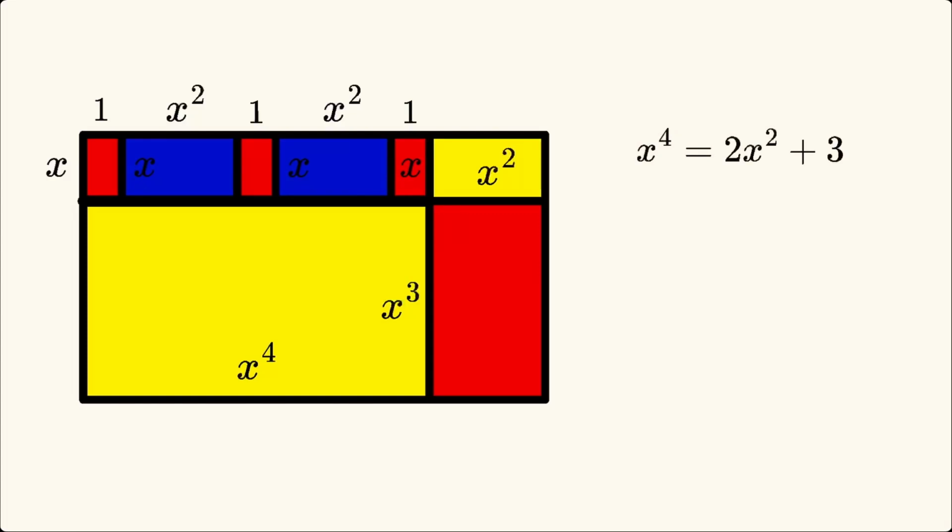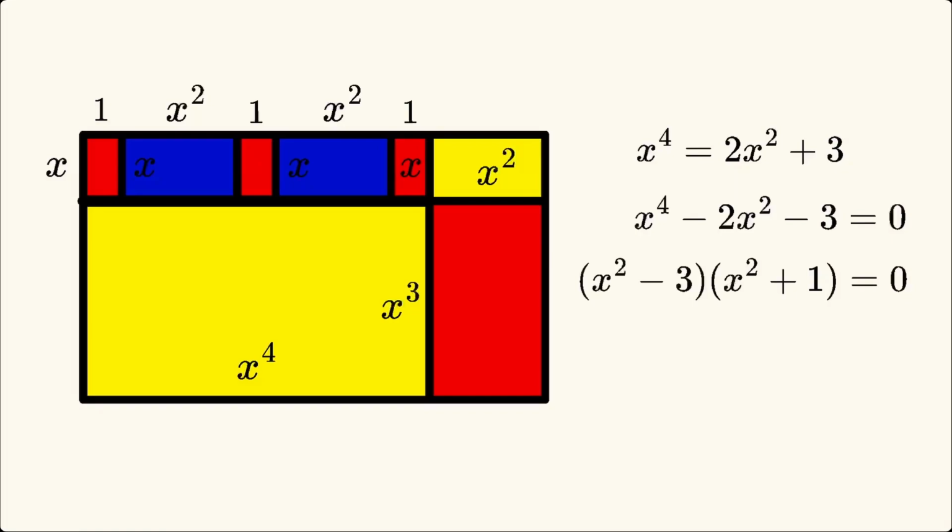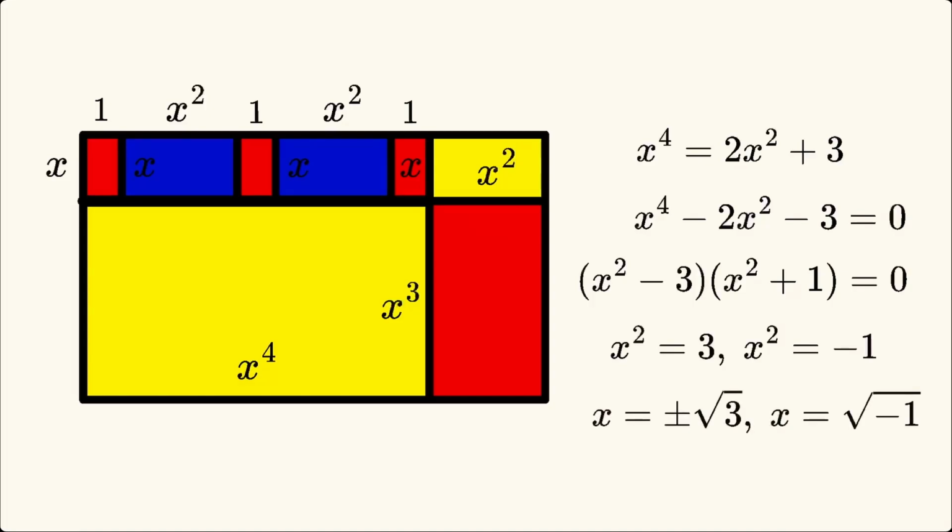First, let's move all of the terms to one side of the equation. Then we can factor it into (x squared minus 3) and (x squared plus 1). The solutions from the first factor are plus and minus square root of 3, and the solution from the second factor is the square root of negative 1. The length of a rectangle can't be negative, and the square root of negative 1 isn't a real number, so x must be the square root of 3.